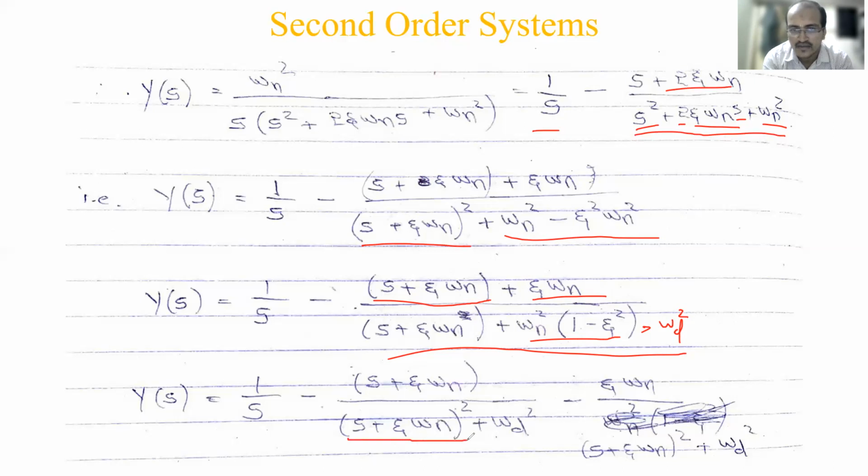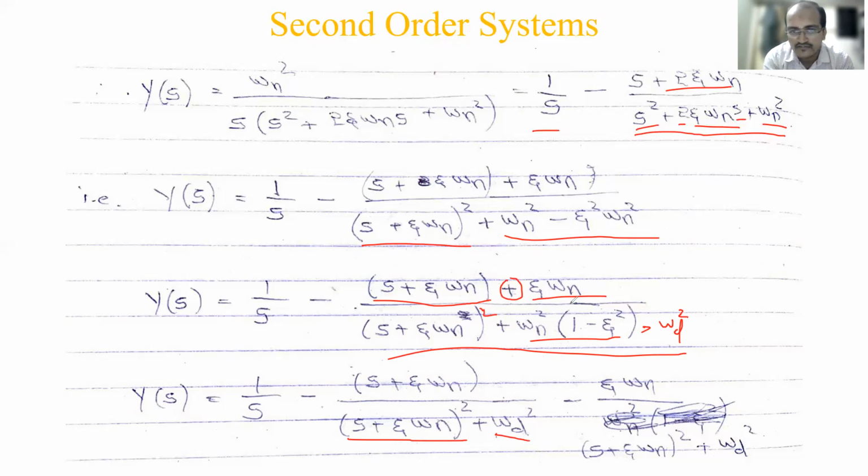So (s plus zeta omega n) whole square is there already. Here I missed, I told you, write that down. And in this one I have substituted omega d square, that's why it looks short. Then here a plus sign is there, so I have put the bracket here. You can even split here, but I want to group these two together so that I can get some form. I will tell you later how it will come.